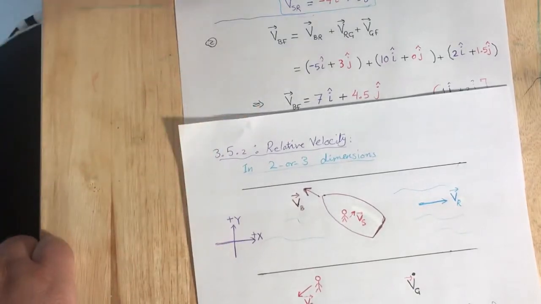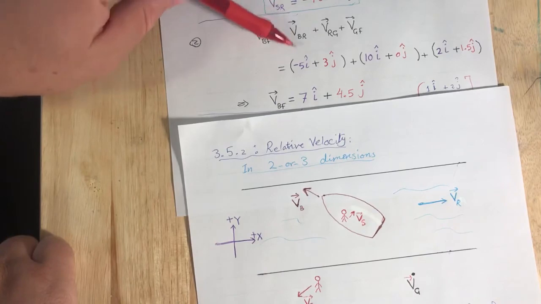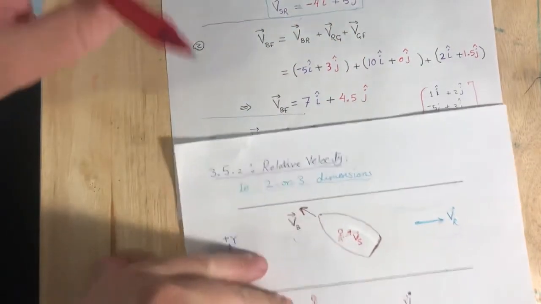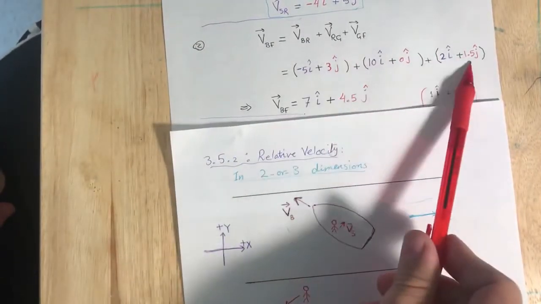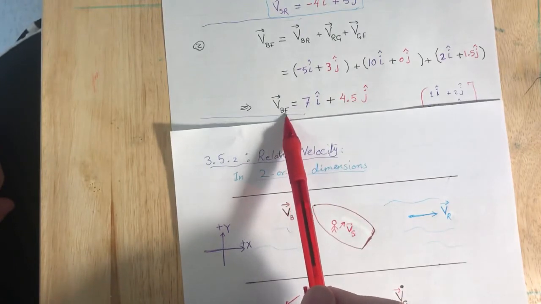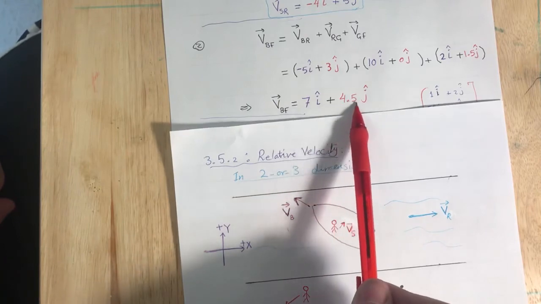to change the references. Then I put the velocity vector for each one of them, and add the x components and the y components. Then I find the velocity of the boat with respect to the fisherman is equal to 7i plus 4.5j.